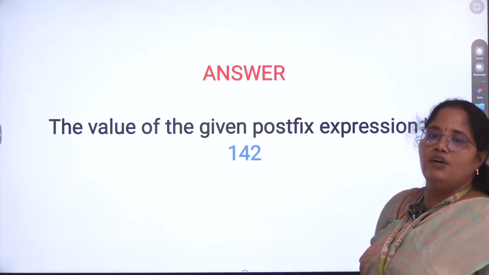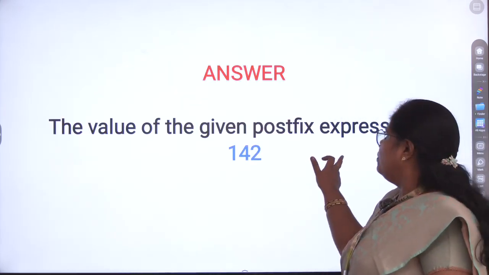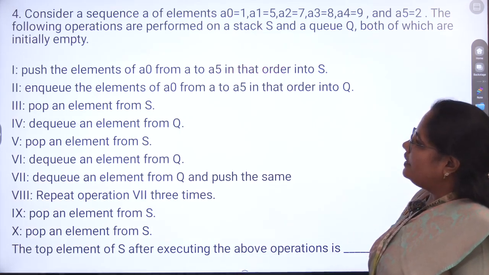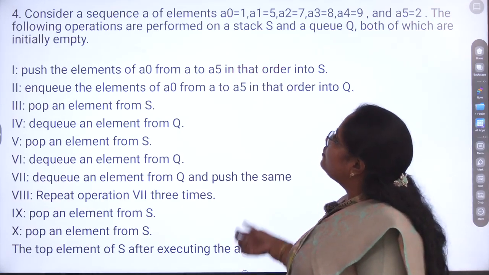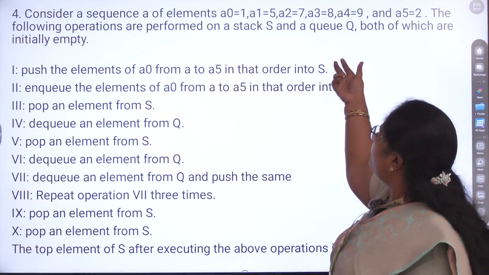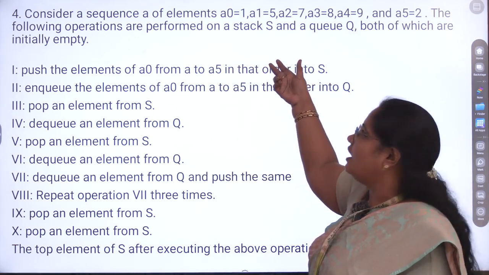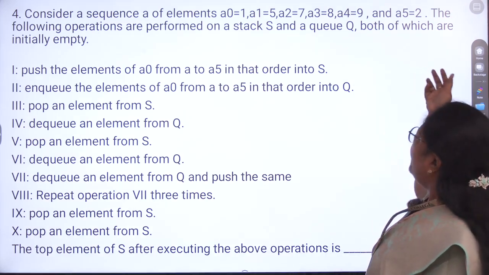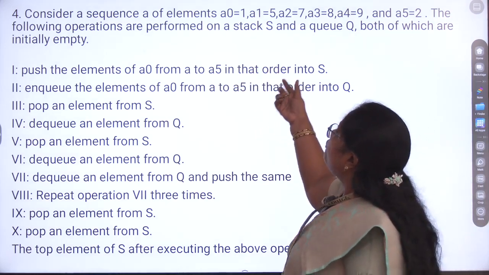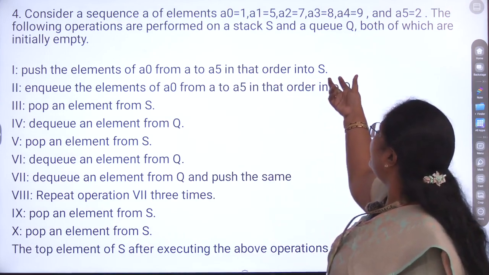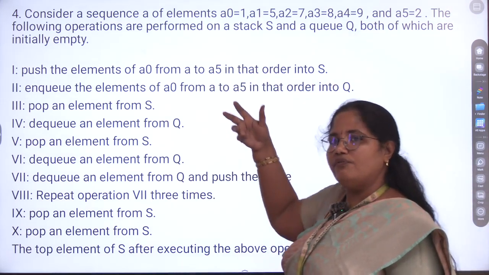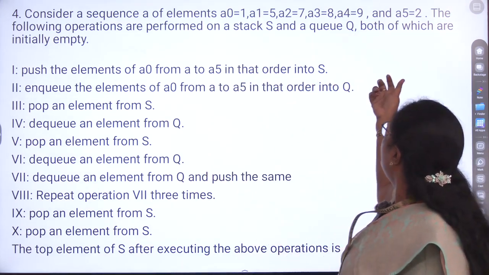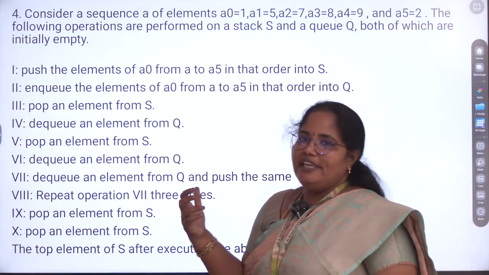The answer is 142. We'll go on to the next problem. So here is the problem. Consider a sequence of elements. 5 elements are given with values like 1, 5, 7, 8 and 9. And the following operations are performed on a stack and a queue. Both are involved: one stack and one queue, both of which are initially empty.